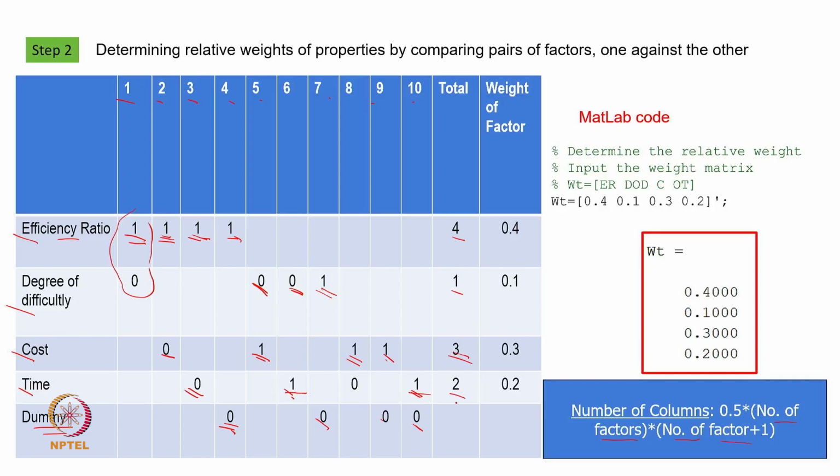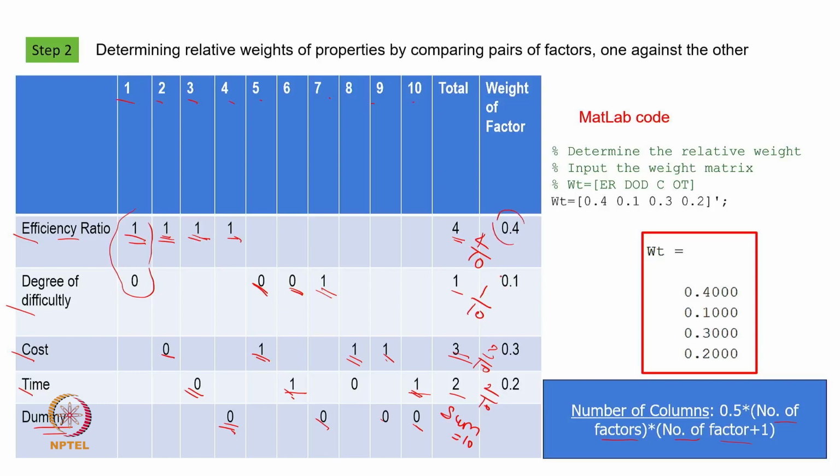Now, this summation will always come to 10, because we are giving 10 as the number of columns. So, it will be 10. Now, we divide this by every number, it means 4 divided by 10, naturally that will turn out to be 0.4. Now, 1 divided by 10 will be 0.1, 3 divided by 10 is 0.3, 2 divided by 10 is 0.2. So, this is the weighting factor for us.